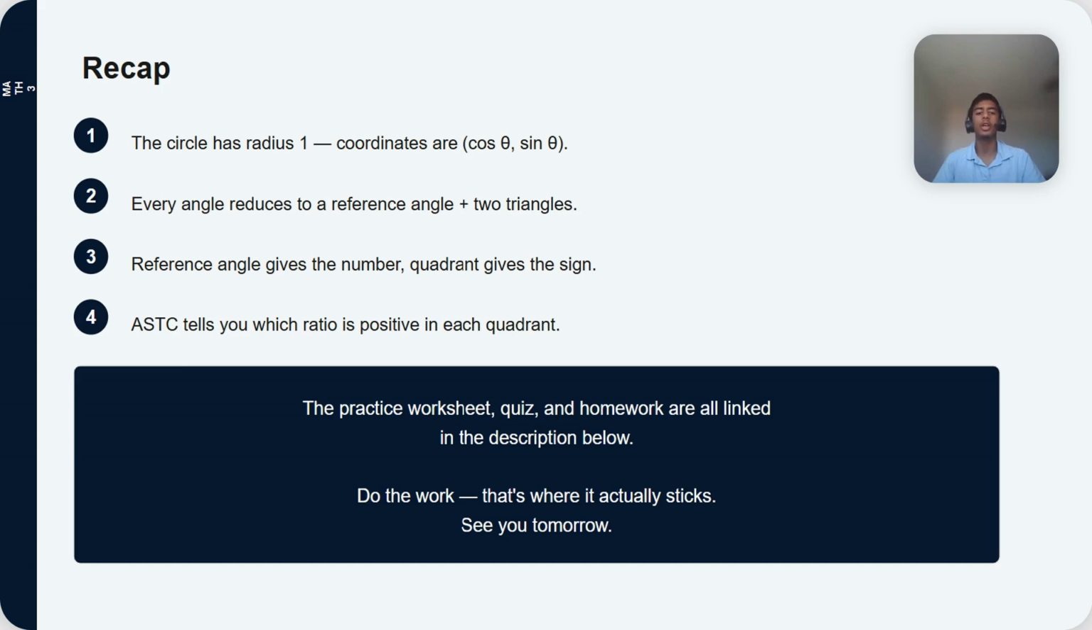So to recap, 1. The circle has radius 1. Coordinates are cosine theta, sine theta. 2. Every angle reduces down to a reference angle in one of two triangles. 3. The reference angle gives you the number. The quadrant gives you the sign. 4. ASTC tells you which ratio is positive where.